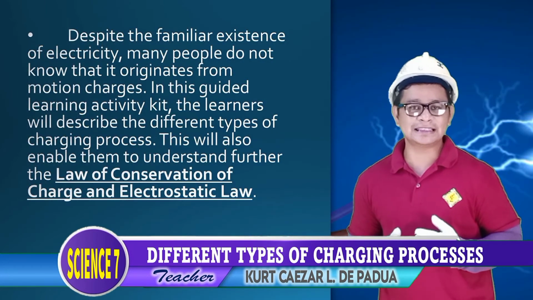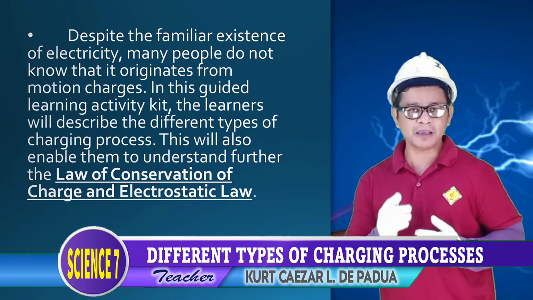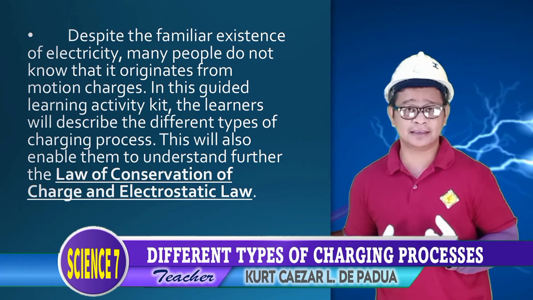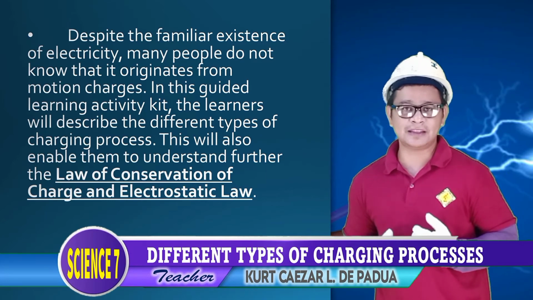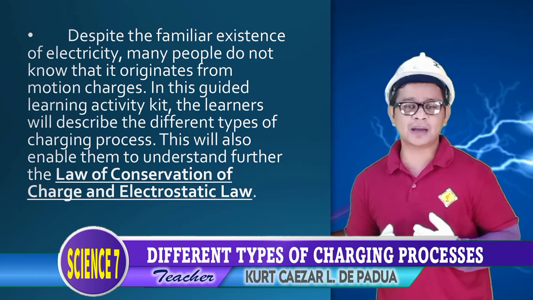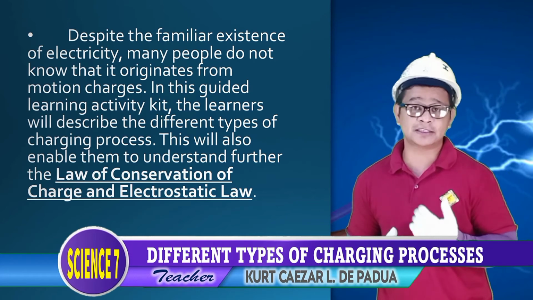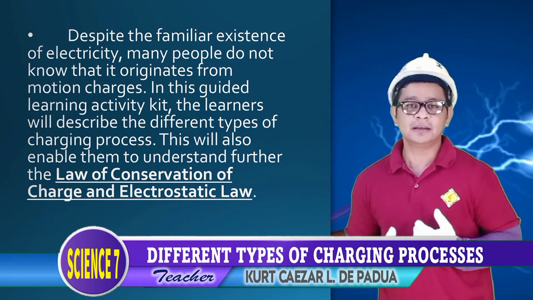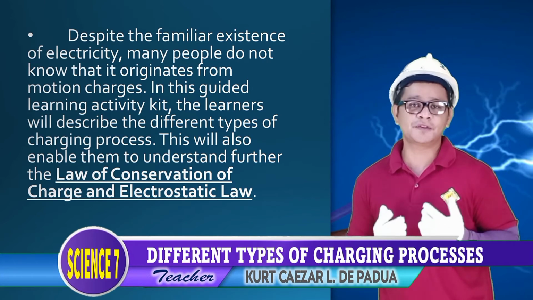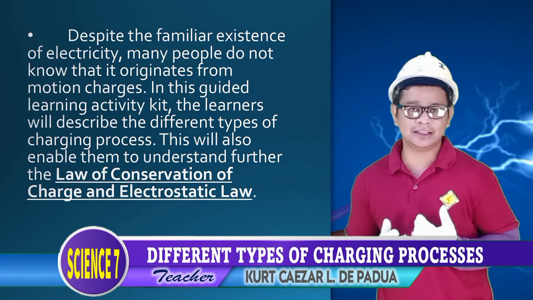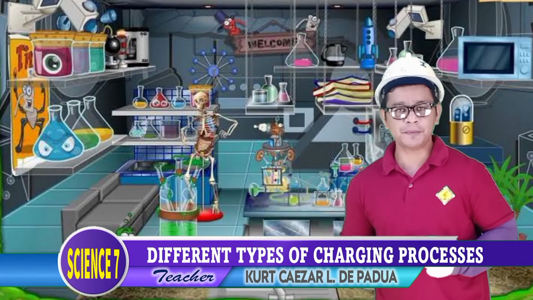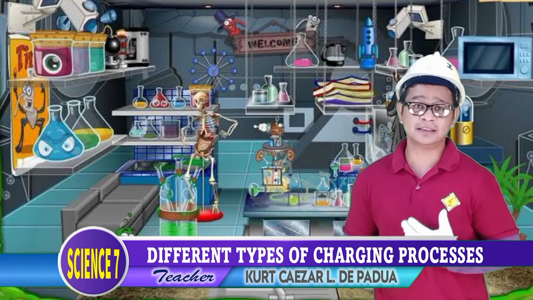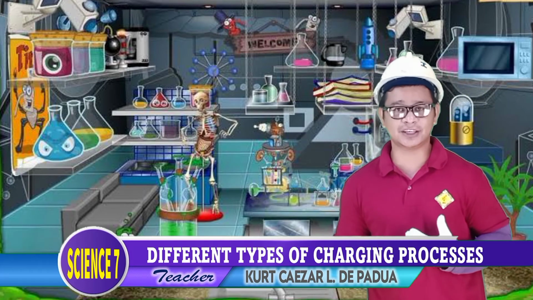Despite the familiar existence of electricity, many people do not know that it originates from motion charges. In this guided learning activity kit, the learners will describe the different types of charging process. This will also enable them to understand further the law of conservation of charge and electrostatic law. In our previous discussion, we learned about convection, conduction, and radiation.